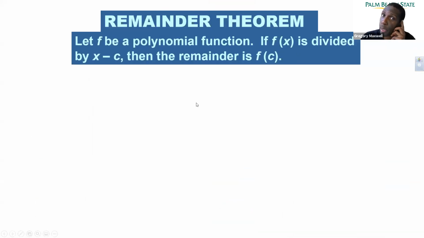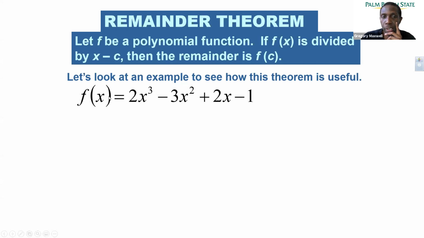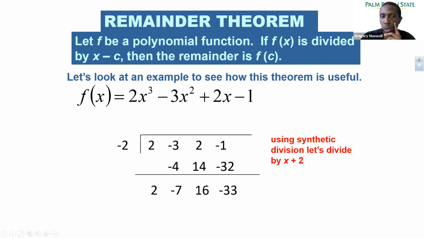So the remainder theorem says, if you want to find the remainder when you divide a polynomial by a linear factor of this form, x minus c, it's the same as just plugging in c into the function. All right? So if I have f of x equal to 2x cubed minus 3x squared plus 2x minus 1, and I want to find the remainder when f of x is divided by x plus 2, all you have to do is plug in -2 into the function, and that will give you the remainder.